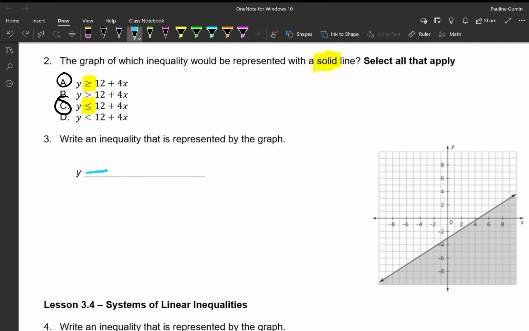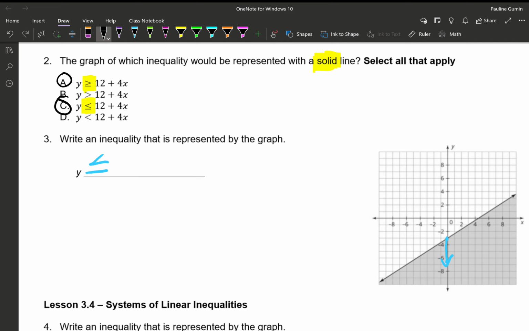Now let's decide what kind of symbol it is. The way I decide that is I put my pencil on my y-intercept and then I point an arrow straight up or straight down the y-axis to the shaded area. Now it looks like I'm going straight down, so it's less than.